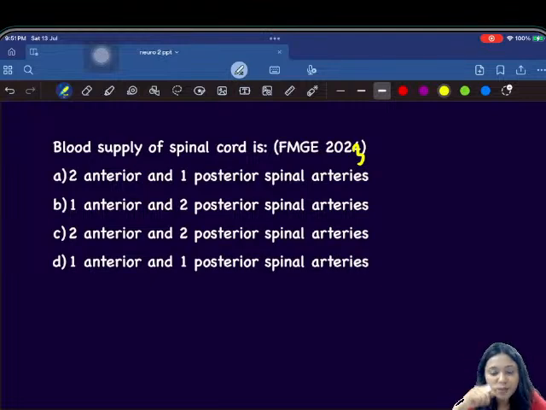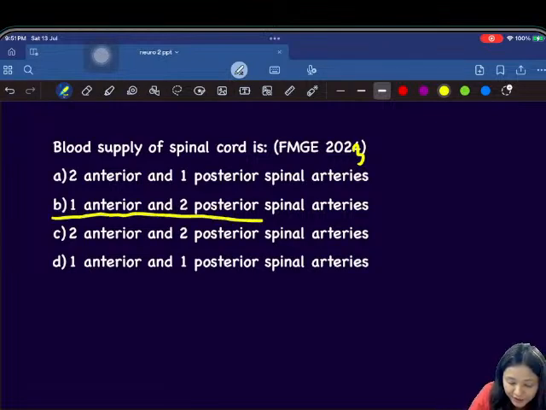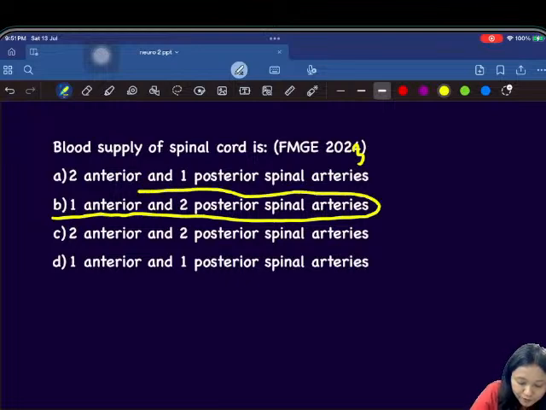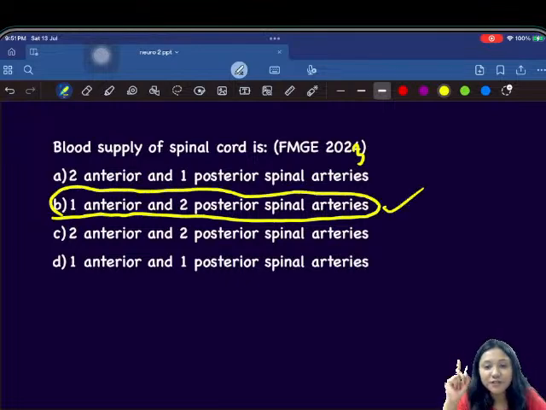Always try to remember the first position. In front there is only one, but the second position is occupied by many people. So anterior spinal artery is 1 and posterior spinal artery is 2. Always try to remember that the first position has only one and the second position has many. Okay, just try to remember like that. Second position 2, first position 1. In front anterior, it is 1, and posterior, behind, it is 2.